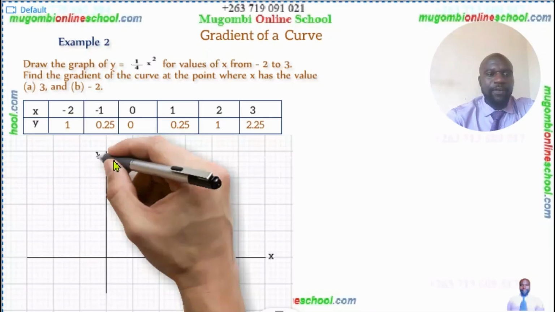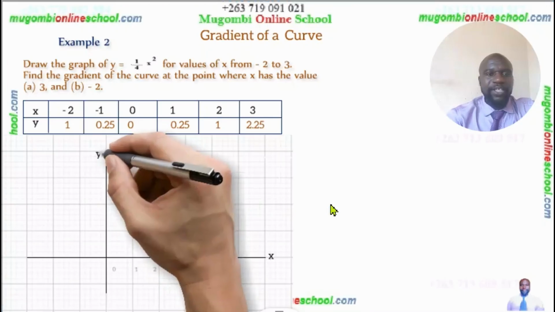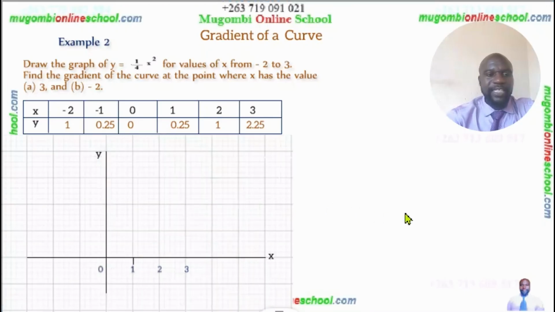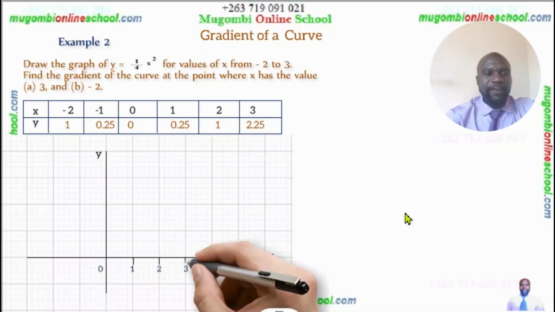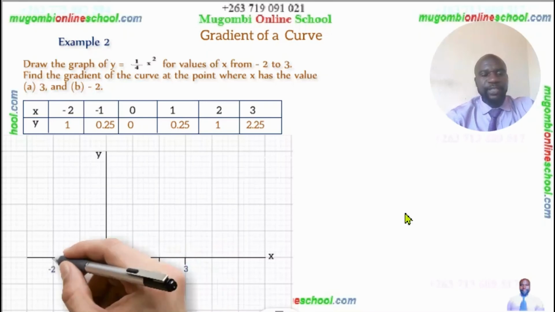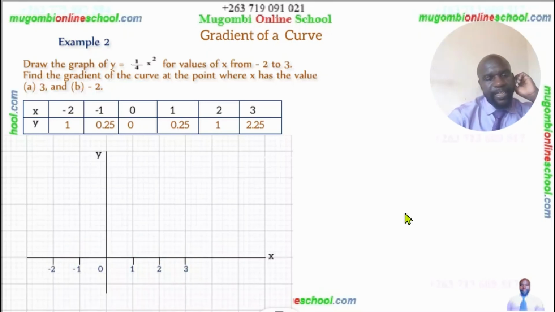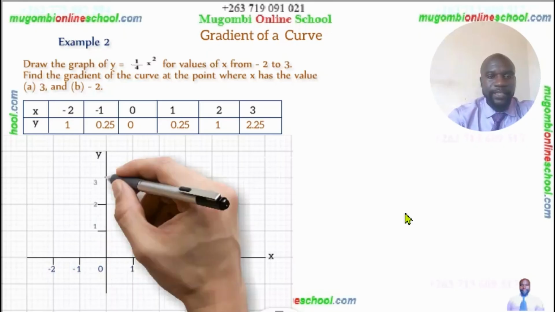The same applies when positioning the x-axis. As we can see, the minimum value is 0. The maximum is 2.25. So it means we do not need negative values. We must increase positive values more than negative values. So we have to position it like this and just label it like this, from 0 to +3, and then the negatives as well as including the positives for y like this.